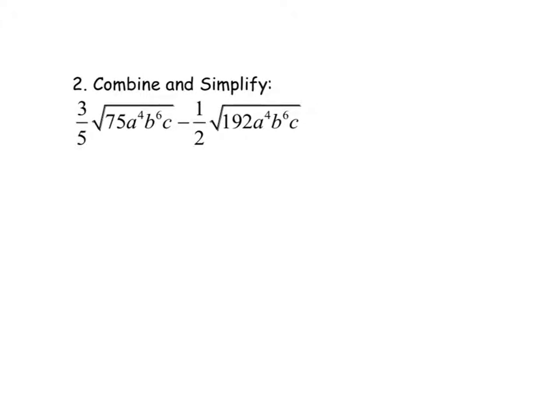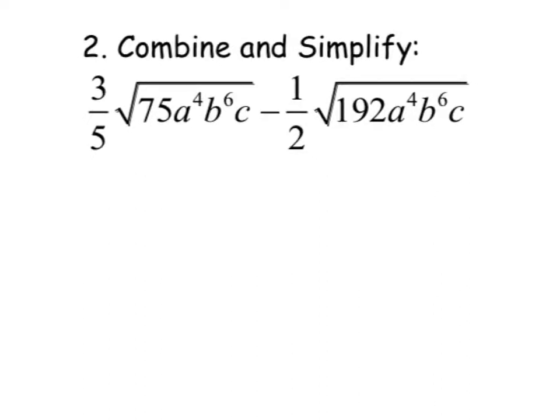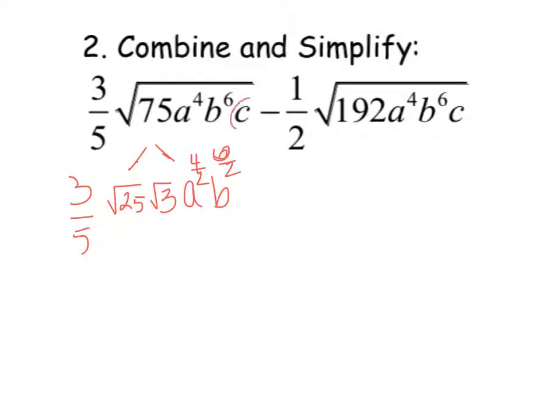Okay, so for this question, you need to subtract the two square roots. But to do that, you first need to make them the same radical. Otherwise, you can't combine them. So I'm going to simplify each of them and then see in the end if I can combine. So I do 3 over 5, and I'm going to break up 75 into 25 and 3. A to the 4th, I'm going to do power over root. B to the 6th, I'm going to do power over root. And that C is kind of like trapped because you can't do 1 over 2 power over root. I'll just write it there, but it's going to end up going back inside the radical.